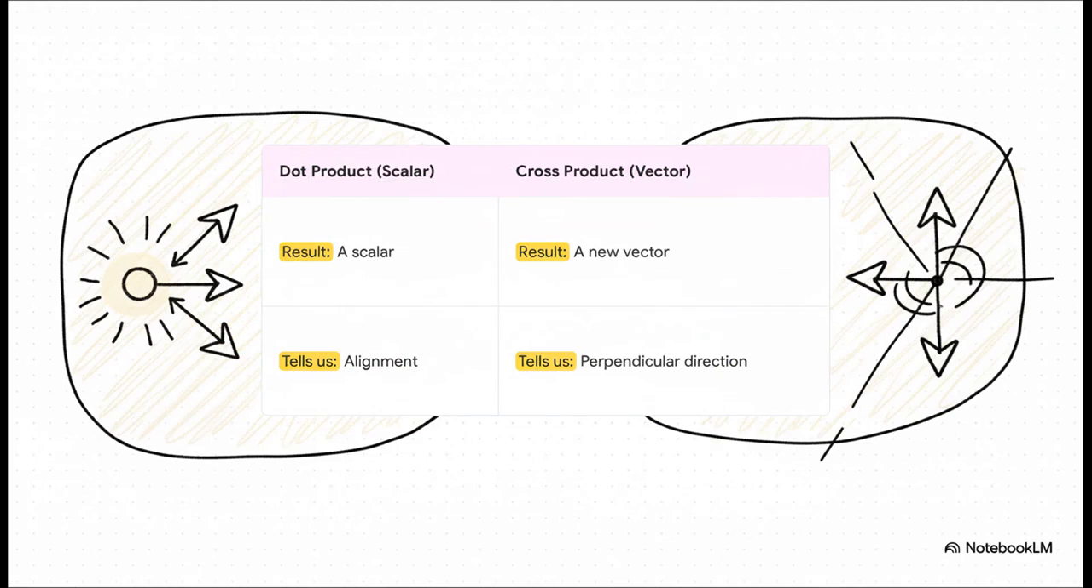So first up, we've got the dot product. This thing takes 2 vectors and gives you back just a single number, a scalar. Then we have the cross product, which takes 2 vectors and, get this, it gives you a brand new vector.